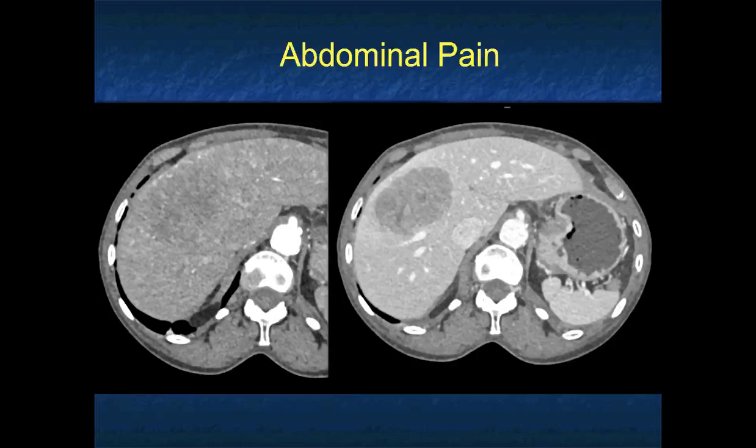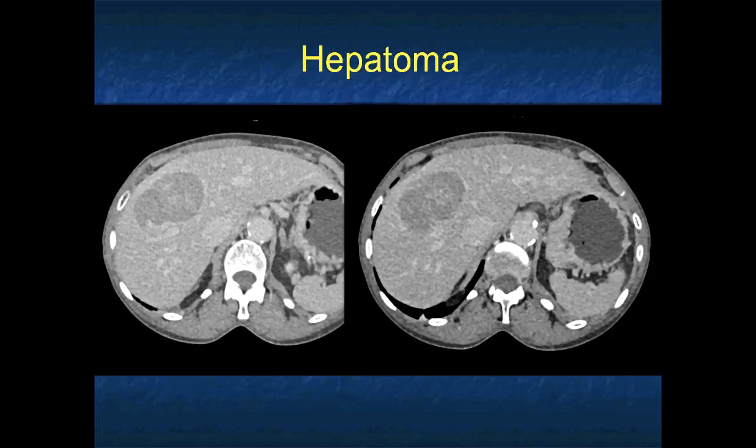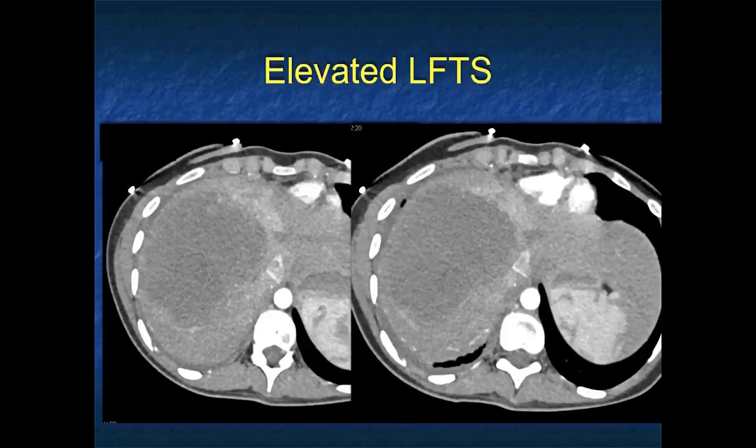This was eventually biopsied. You can see it here on the cinematic, and was hepatoma. So hepatomas can occur in non-cirrhotic livers. 85% are in cirrhotic livers. They can be relatively hypovascular, which this indeed was.